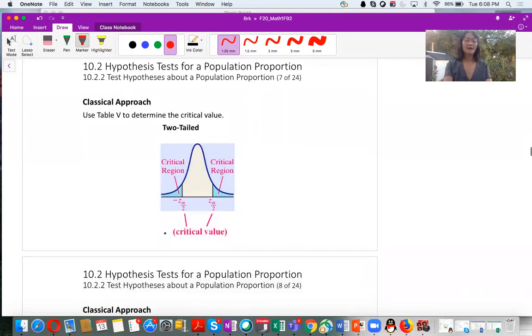Using a classical approach, we need to identify the critical region. Okay, what is the critical region? If you are given alpha, then you can calculate the z-value corresponding to half alpha. So for example, if alpha is 0.05, half alpha is 0.05 divided by 2, so 0.025.